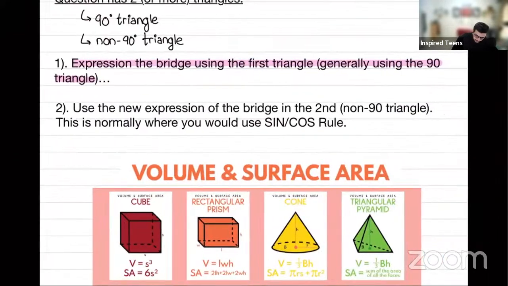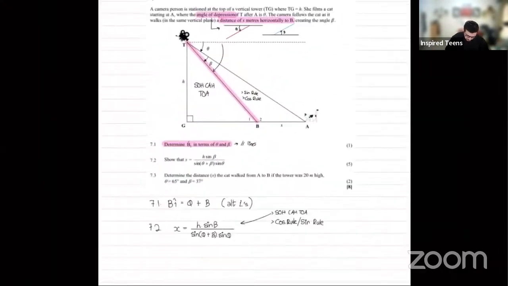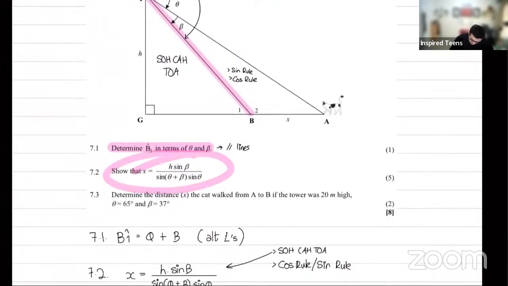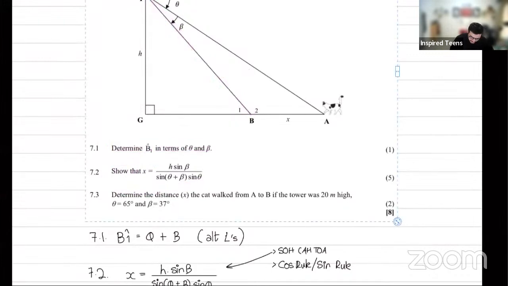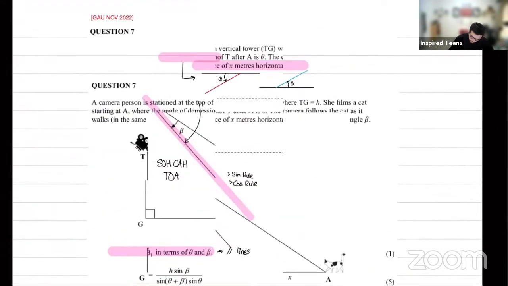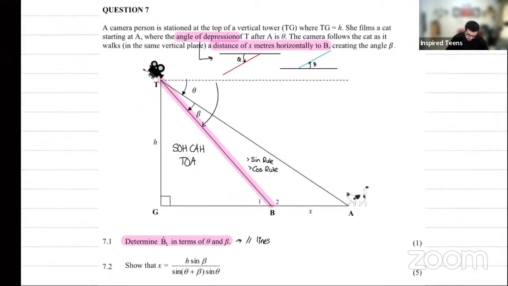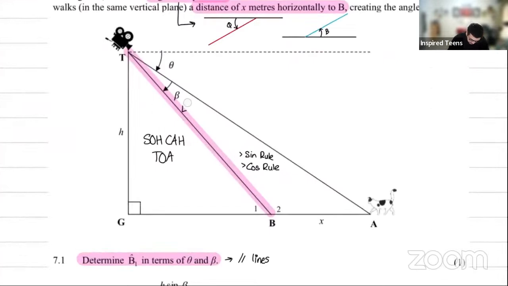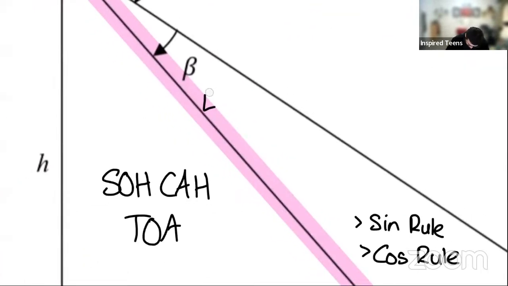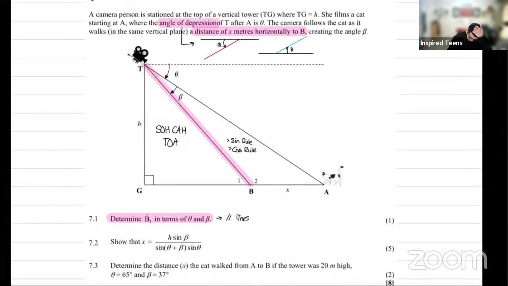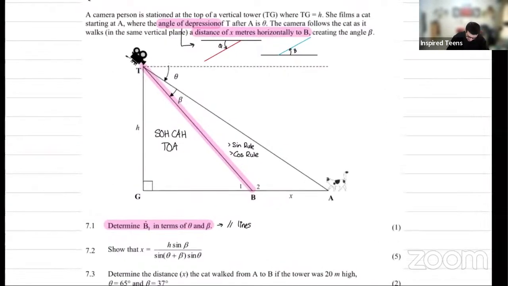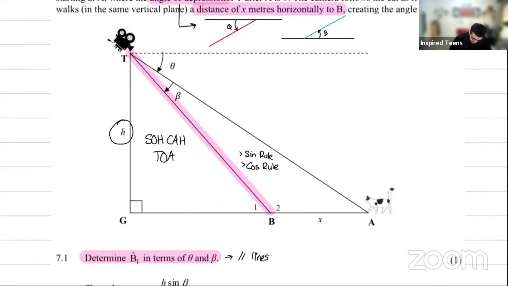Let's see what they say next. Use the new expression of the bridge in the second, non-90-degree triangle. This is normally where you would use the sine or cos rule. So let's do the first one. Before we get here, the steps to follow are the steps that I wrote. We're going to usually use the 90-degree triangle to get an expression for the bridge. So let's try and get an expression for the bridge. Remember, we don't have to actually have values, we can just have variables. That's a-okay. Now in the 90-degree triangle, I have h and I have 90 and I want TB.